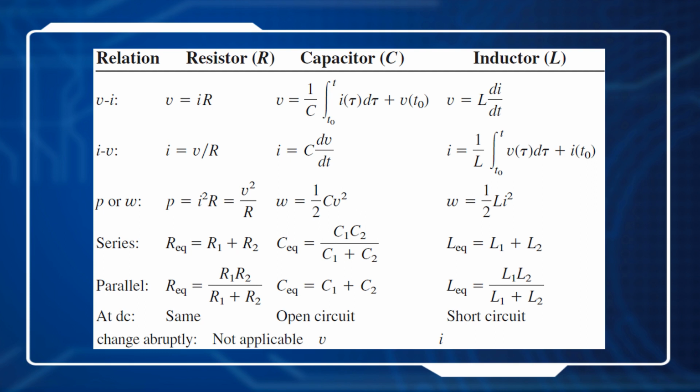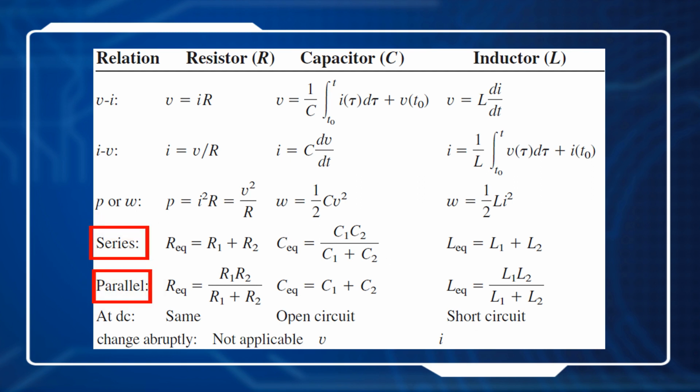Now we put all the important relationships and properties of the basic three elements, resistor, capacitor, and inductor, into this table, and you can check it when you need it. For example, you can check the relation between V and I for all three elements, and you can find the power or the energy for all the elements in it. For example, the energy stored in a capacitor W equals 1 over 2 multiplied by C multiplied by V squared. And then you can find the equation for the equivalent resistance, equivalent capacitance or equivalent inductance when they are in series and in parallel.